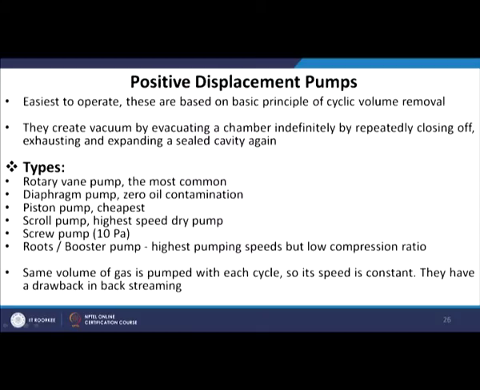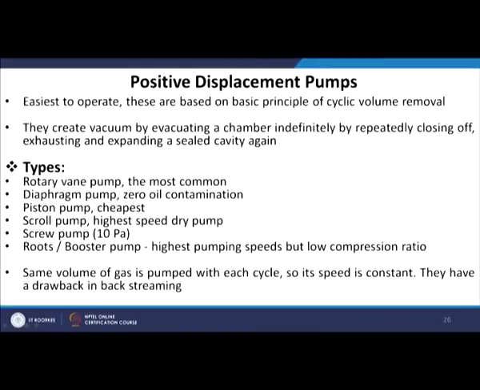Okay. So, the positive displacement pumps are the easiest to operate. These are based on the basic principle of cyclic volume removal. They create vacuum by evacuating a chamber indefinitely by repeatedly closing up, exhausting and expanding a sealed cavity again. So, basically it is like a balloon. It first expands, allows the gas molecules to enter inside, seals up the cavity and then exhausts to the atmosphere, and then this whole process repeats again and again.